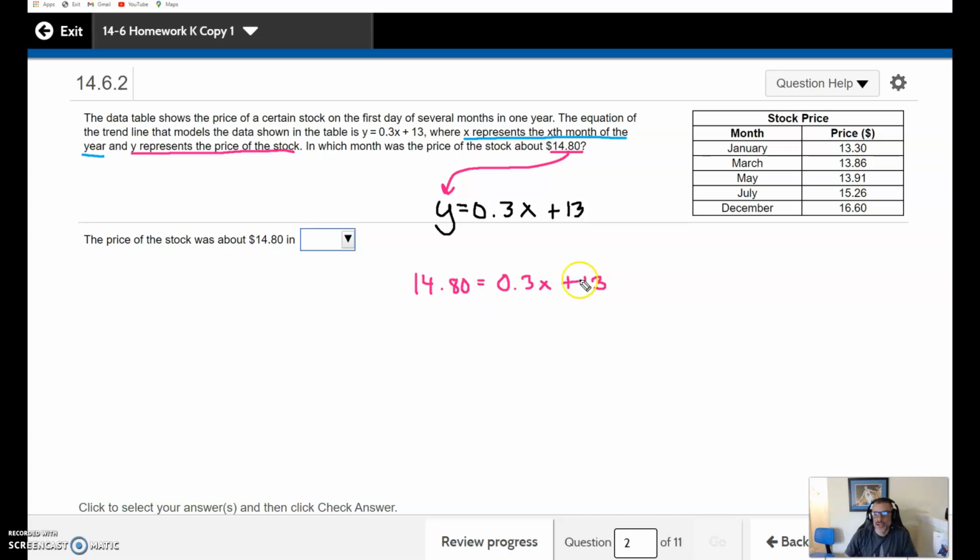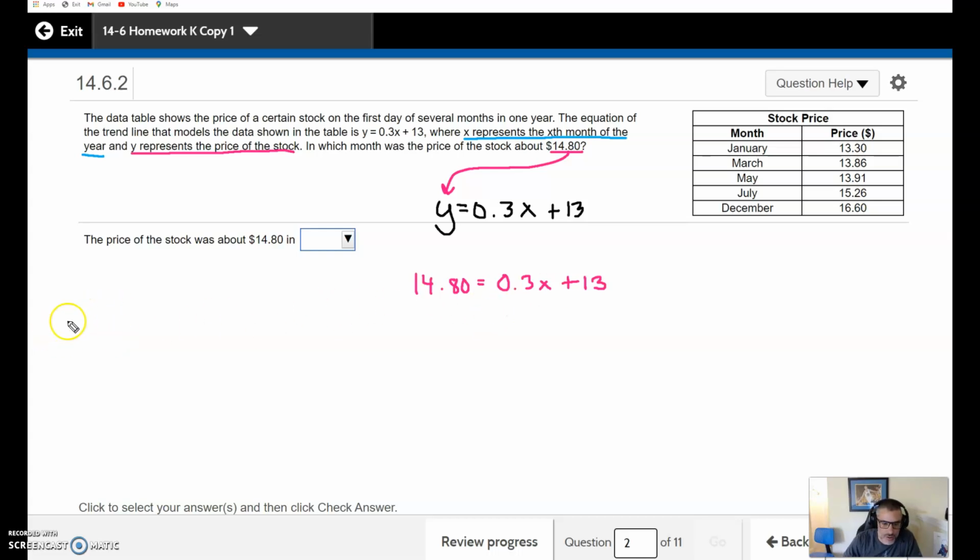And there's my equation. Now when we solve this, our only variable here is x, and that will tell us, right? If we get a 7 for x, that means July. If we get a 9, that means September. All right, it's been a while since we solved two-step equations. I'm actually teaching this right now in my 7th grade class.